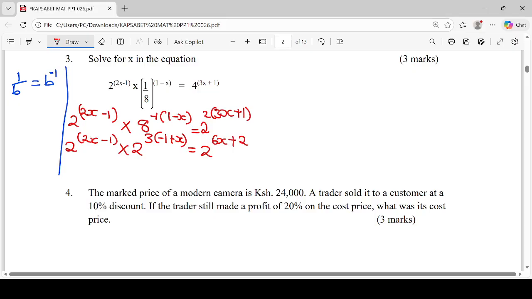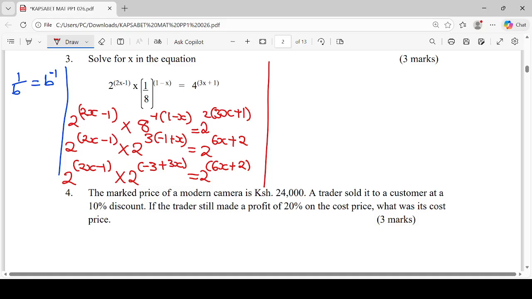Now I want to simplify those numerators there, the powers. So this will be 2 raised to power 2x minus 1 being multiplied by 2 into negative 3 plus 3x should be equal to 2 raised to power 6x plus 2. Like that. Then we have a law that says, after expressing these ones that way, let me write that law here.